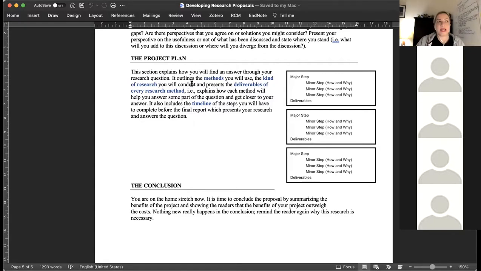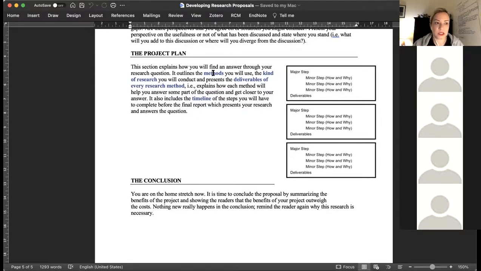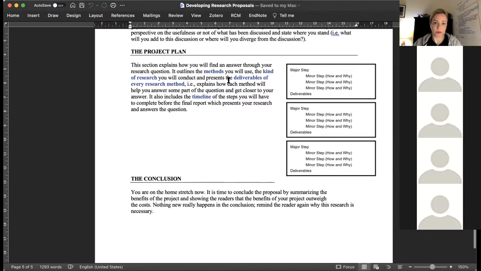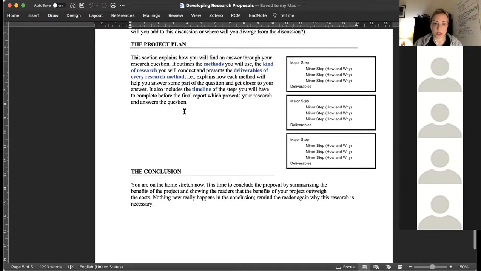For this part, it's easier if you look at the samples that we have on Moodle. They will give you a clear idea how you're going to be using this, whether it's just through testing certain things, or maybe just your library research, or how are you going to be doing that? It explains how each method will help you answer some part of the question and get you closer to your answer. It also includes a timeline of the steps you will have to complete before the final report, which presents your research and answers the question.